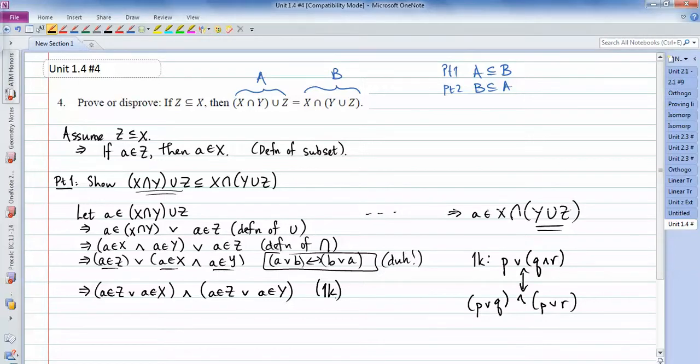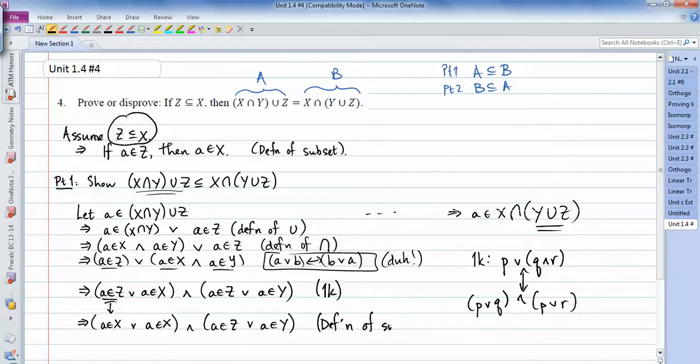Well, if A is in Z, this first part right here, then that means A is in X, because we assumed Z is a subset of X. So the only thing I'm going to do in this step is turn this into A is in X, and then I'm going to leave everything else the same. Or A is in X, and A is in Z, or A is in Y. And this is because of the definition of subset. We assume the subset relationship right off the bat.